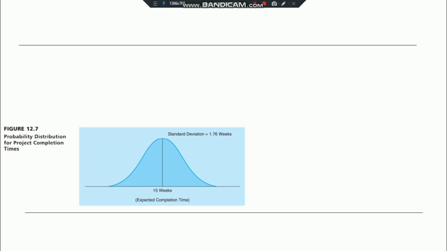In this figure, it shows the probability distribution for project completion times. The standard deviation is equal to 1.76 weeks and the expected completion time is 15 weeks. We all know that the standard deviation is just the square root of the variance. So project standard deviation is equal to the square root of project variance. So let's apply the project variance of the General Foundry project: the square root of 3.111 is equal to 1.76.